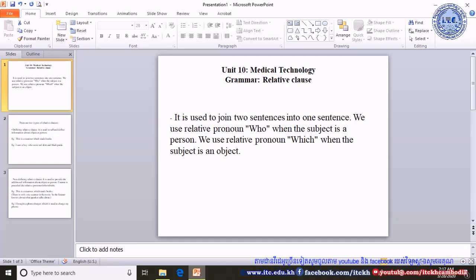We use relative pronoun who when the subject is a person, and we use relative pronoun which when the subject is an object. So in relative clause we have to use relative pronoun who and which to join two sentences into one. So let's move on to another point, which is about the types of relative clause.